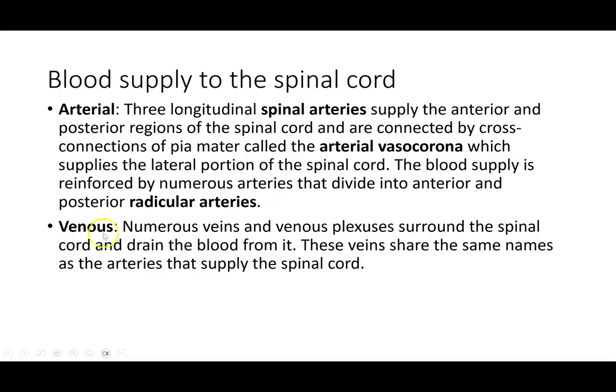Then we have the venous return. So we have a lot of veins and venous plexuses around the spinal cord that drain blood from it. And conveniently, all of those veins share the exact same names as the arteries that are bringing blood to the spinal cord to begin with.